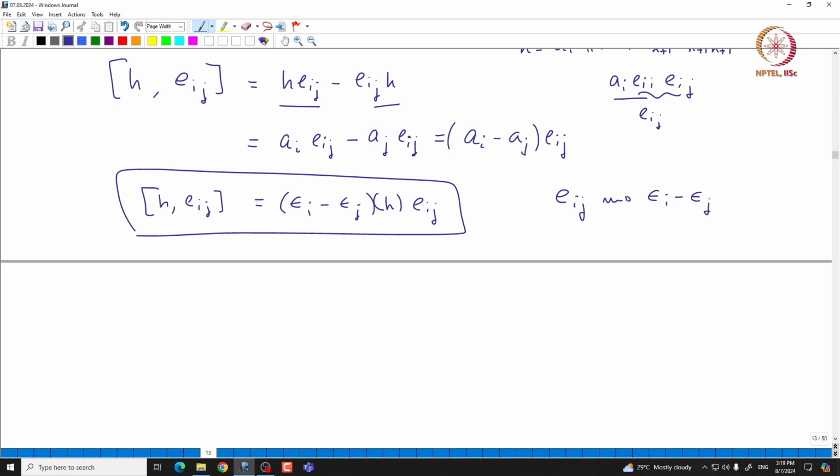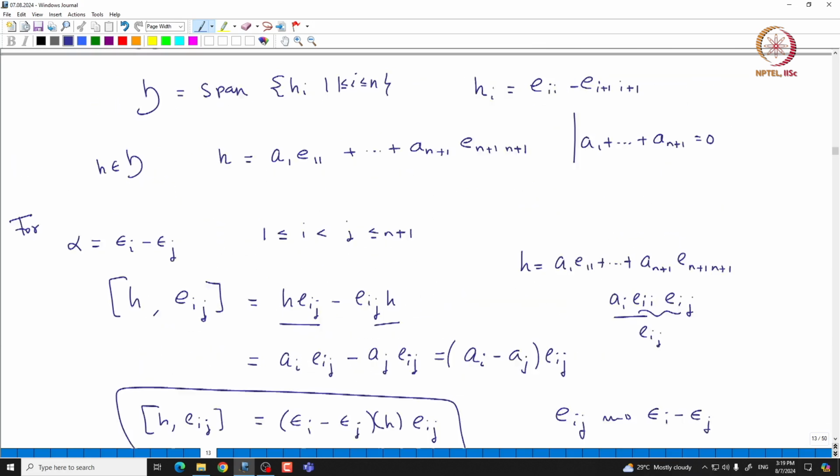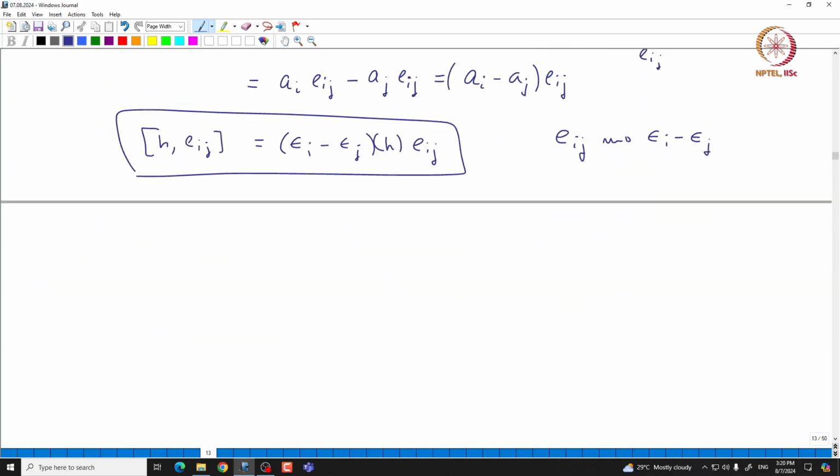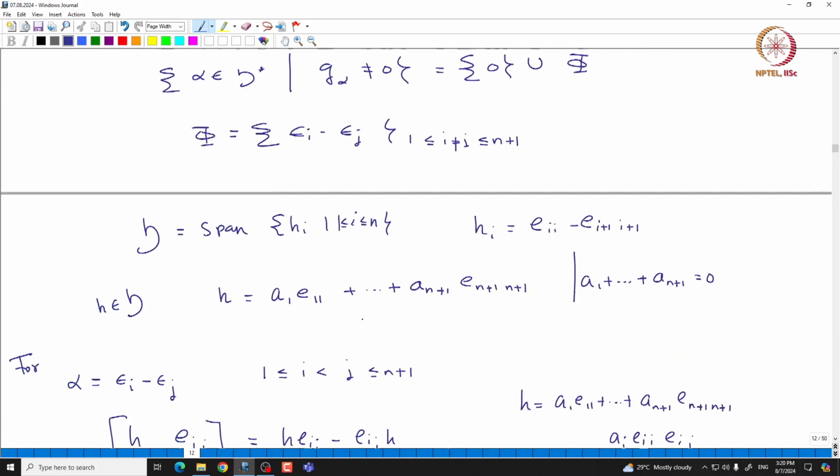So, in particular the elements of H correspond to the 0 weight. Indeed, this calculation simply says that if you take these basis elements Hi, i ranging from 1 to n, this corresponds to the weight 0. And if you take this Eij for i not equal to j from 1 to n plus 1, this Eij corresponds to epsilon i minus epsilon j. Since these will form a basis, that actually proves the claim that we made.